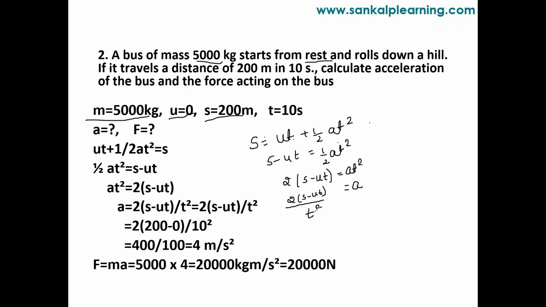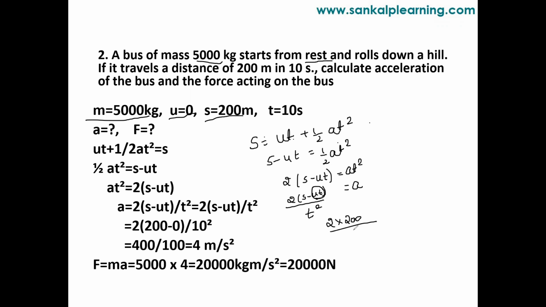And the distance traveled is 200. Initial velocity is 0. So when initial velocity is 0, this 0 into t will be 0 itself. So it becomes 2 into 200 divided by t square. What is the value of t here?